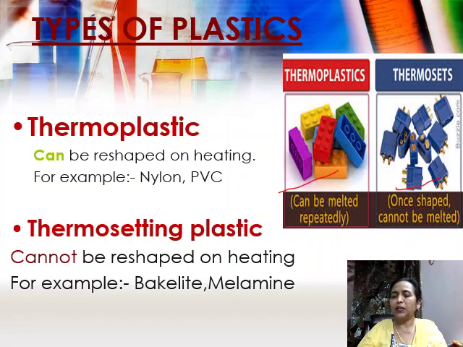Examples of thermosetting plastics are bakelite. Your pressure cooker handles are made up of bakelite. Electric switches are made up of bakelite.